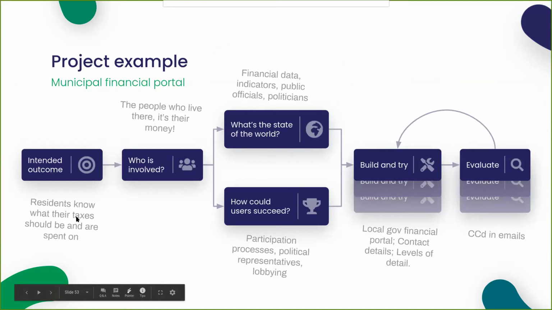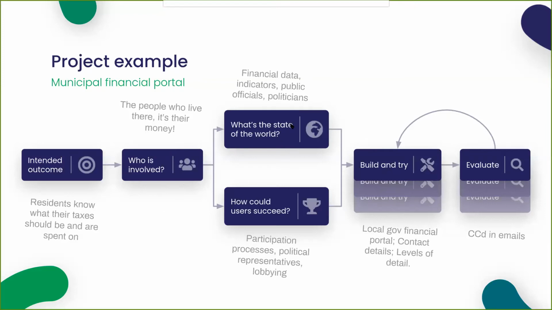Under intended outcome, this was really cool when the project lead at our National Treasury just stated as clearly as, the residents need to know their tax, what their taxes should be spent on and are spent on. And they said verbatim the intended users of the site is people who live there because it's their money. And this already really helps you have quite a clear focus on who you're targeting, what you're trying to achieve.